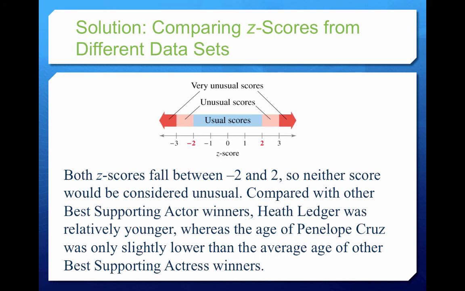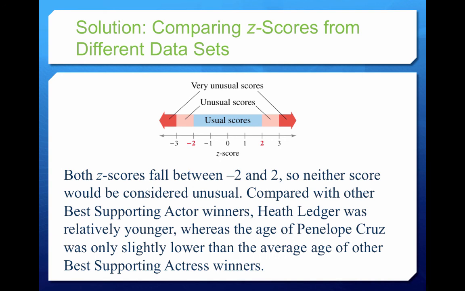So how do we interpret this? Well, both z-scores fall between negative 2 and 2, so neither score should be considered unusual. Compared with other Best Supporting Actor winners, Heath Ledger was relatively younger, whereas the age of Penelope Cruz was only slightly lower than the average age of other Best Supporting Actress winners.